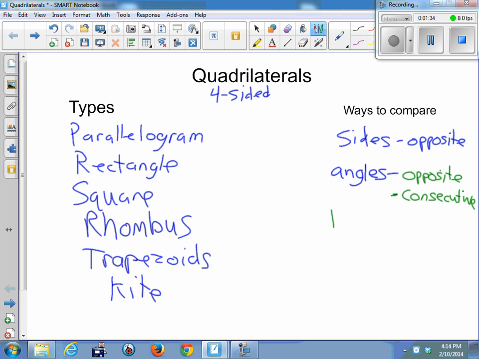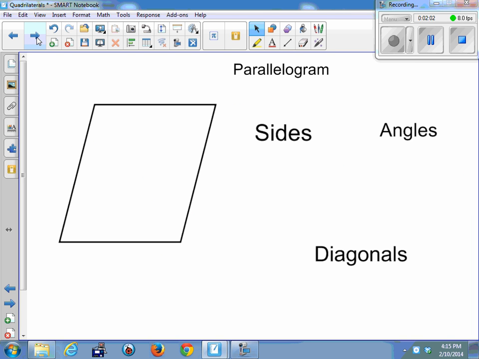And the last one is our diagonals. We already talked about these when we were showing inside of a polygon, building those triangles. So you guys should know what the diagonals are. So we're going to compare them three different ways. We're going to look at how the sides are related, how the angles are related, and how the diagonals are related. So the first one that we're going to do are parallelograms.